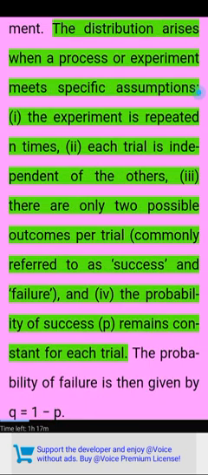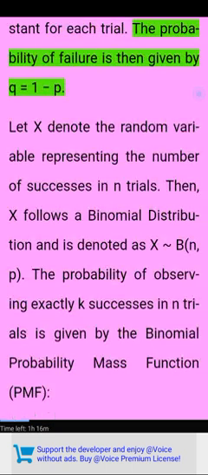The distribution arises when a process or experiment meets specific assumptions. I. The experiment is repeated n times. II. Each trial is independent of the others. III. There are only 2 possible outcomes for each trial, commonly referred to as success and failure. IV. The probability of success p remains constant for each trial. The probability of failure is then given by q equals 1 minus p.